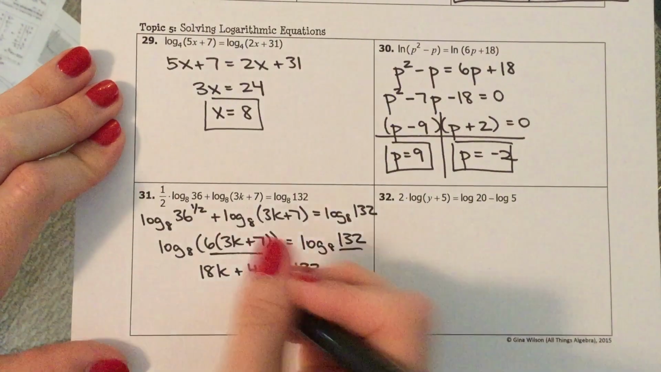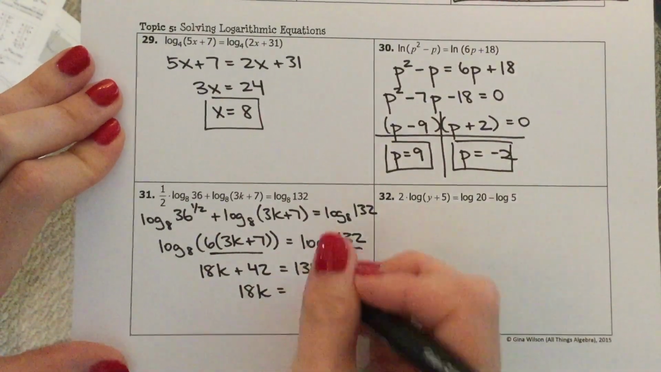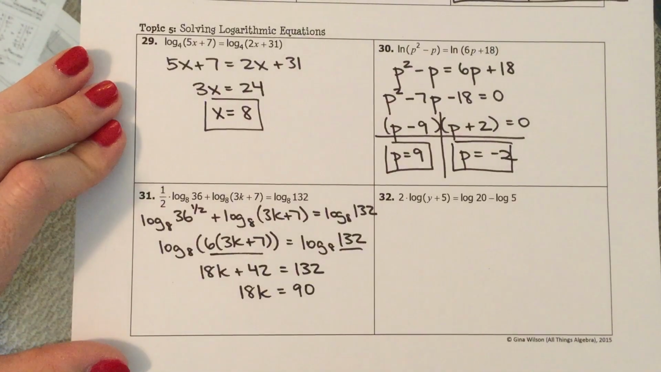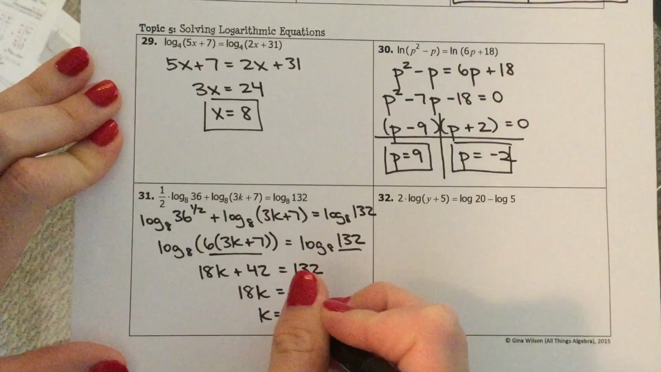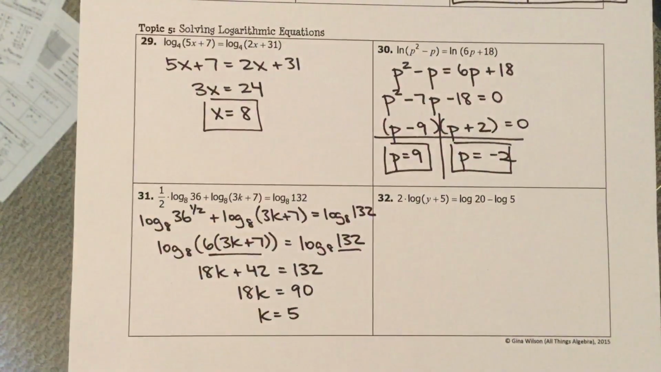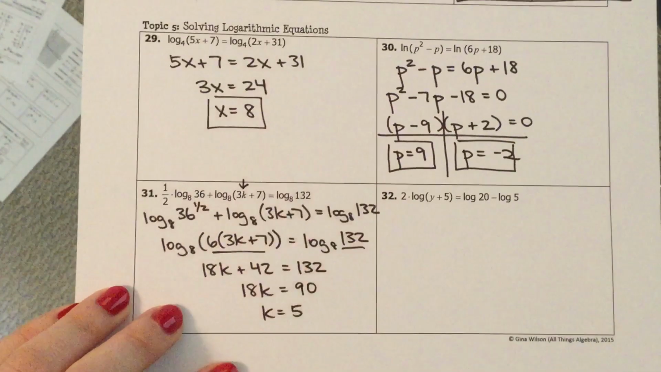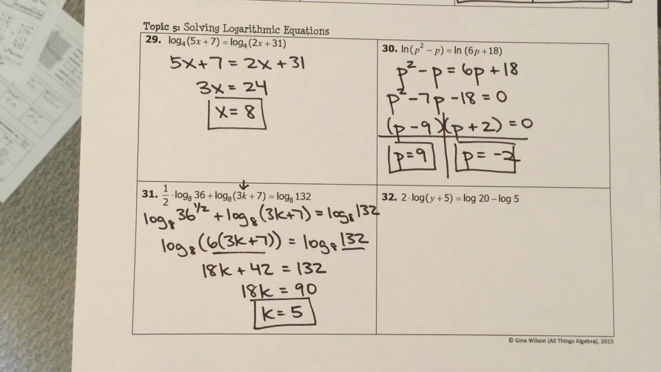All right, so I'm going to subtract 42 from both sides. So I have just 18k on the left. 132 minus 42 is 90. And then divide both sides of that equation by 18. So 90 divided by 18 is 5. And just check, so there's only one place where this would need to be subbed in. 3 times 5 plus 7 is positive. So that is not extraneous.